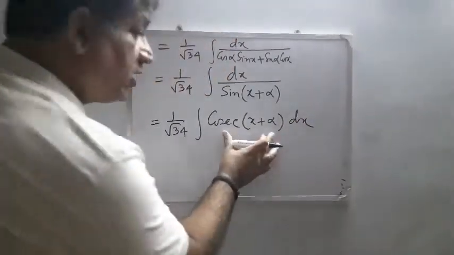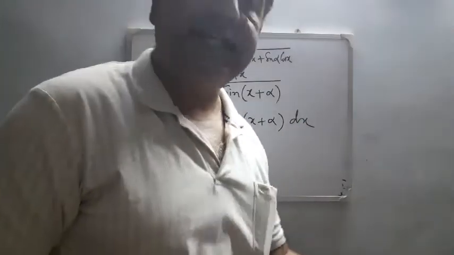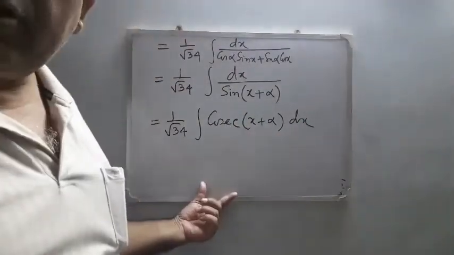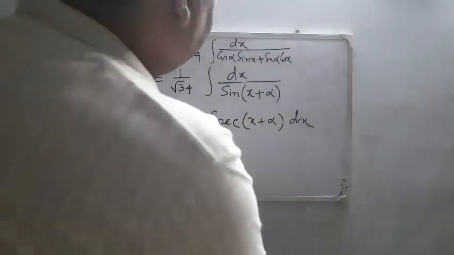Now the integral of cosec x is log mod cosec x minus cot x. So we can apply the formula directly here because x is free from any constant. That's why I am writing the formula directly.